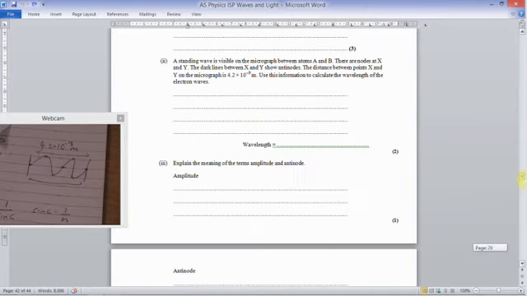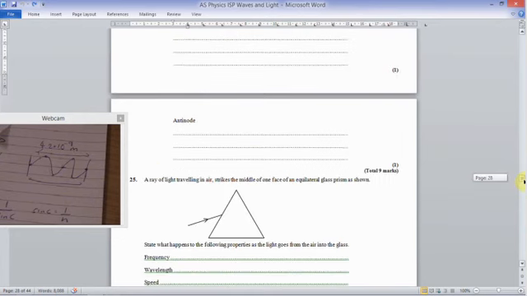Tricky question, nicely done. Explain the meaning of the terms amplitude and antinode. Remember, amplitude is the height of the wave from the middle of the wave, and antinodes are points of maximum displacement, maximum amplitude.